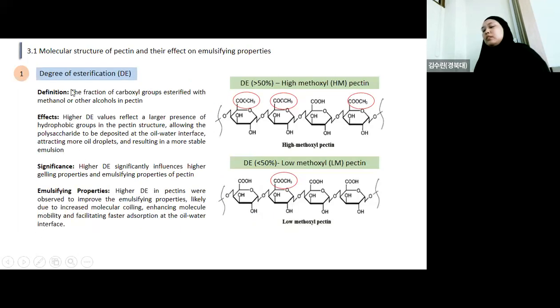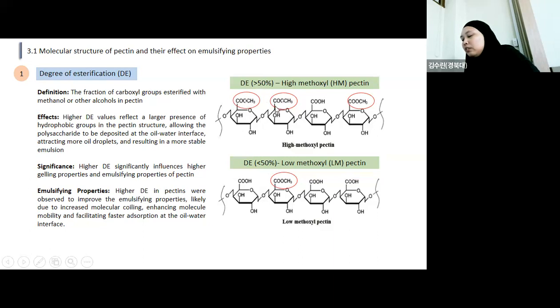So how does degree of esterification have an impact? First, I will give the definition. Degree of esterification is the fraction of carboxyl groups esterified with methanol or other alcohol in pectin. As we can see from the picture here, for the first one, if DE is more than 50%, we classify it as high methoxyl pectin. And if DE is lower than 50%, we classify it as low methoxyl pectin.